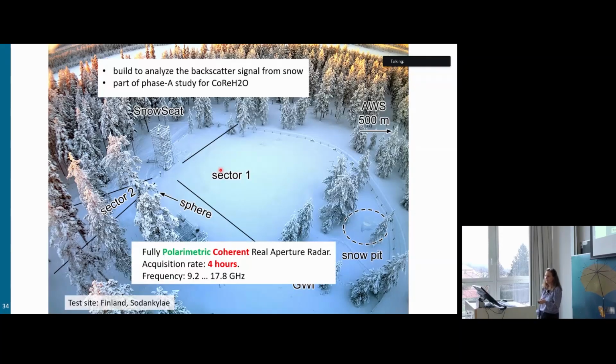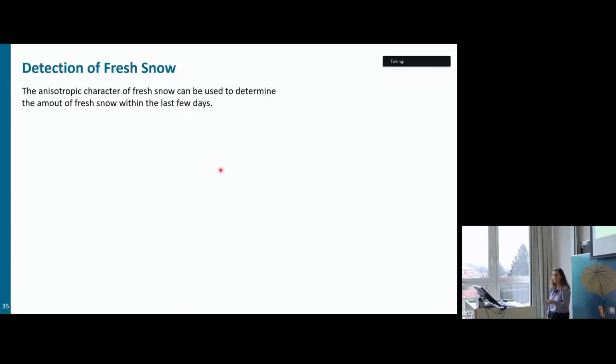Okay, now here you see the frequencies. Actually, it's really from X band, as you see, higher, so no C band, going to Ku band, as you see here quite well. And what is interesting is the acquisition rate, which is 4 hours, so that's quite nice. So it's a good part to play with.